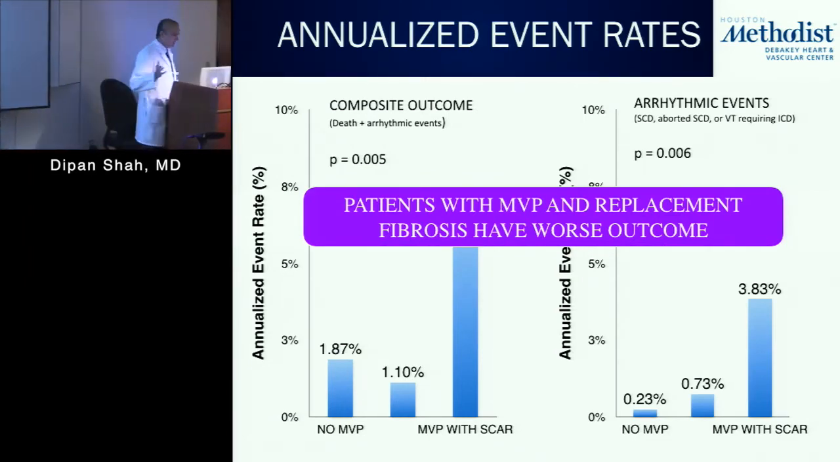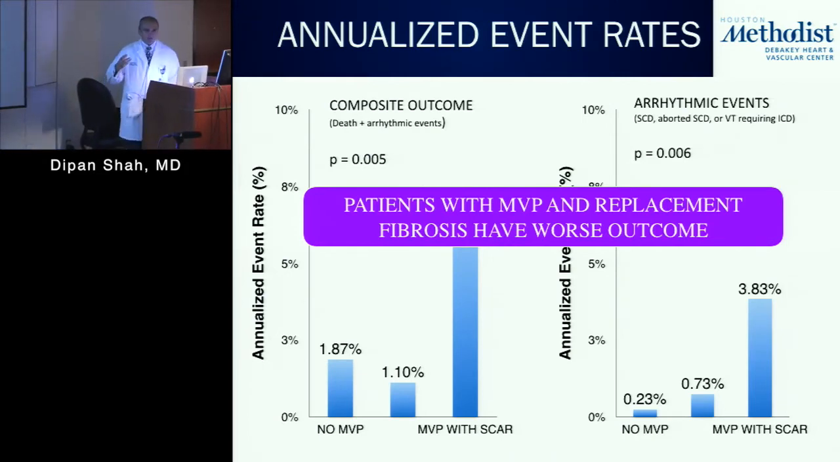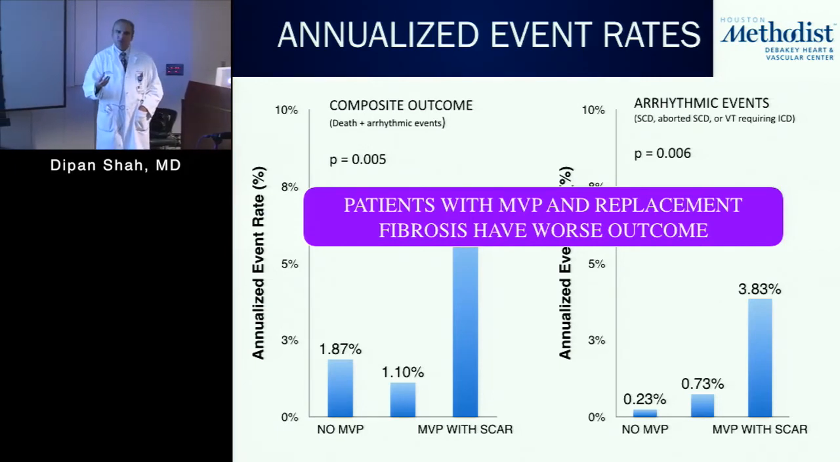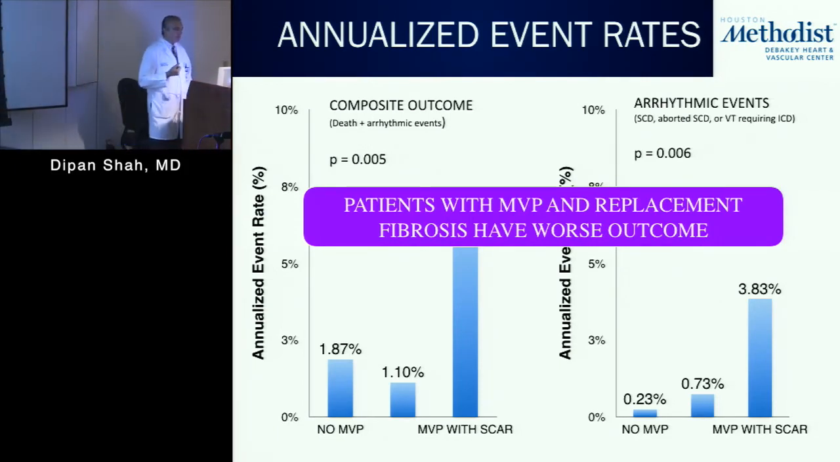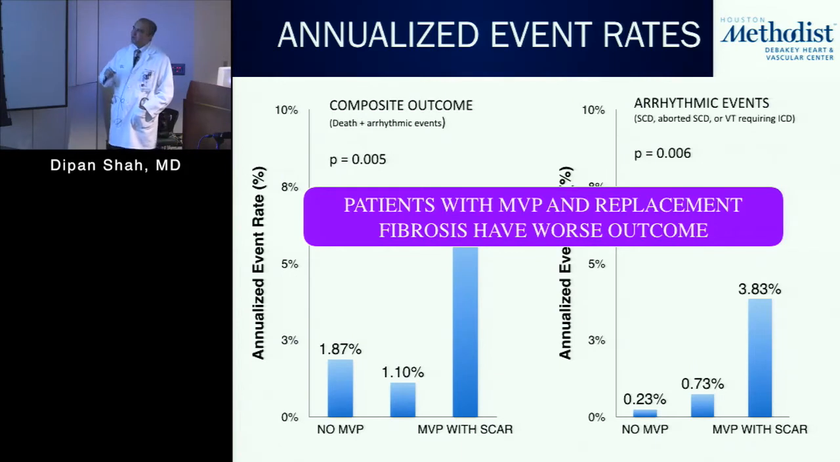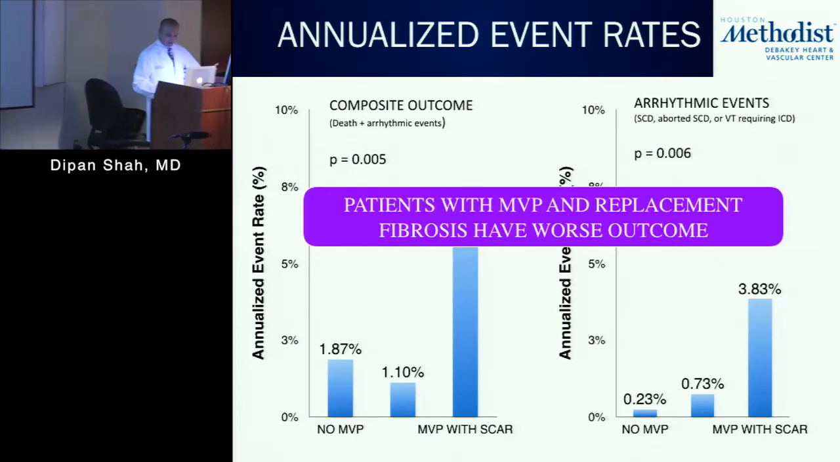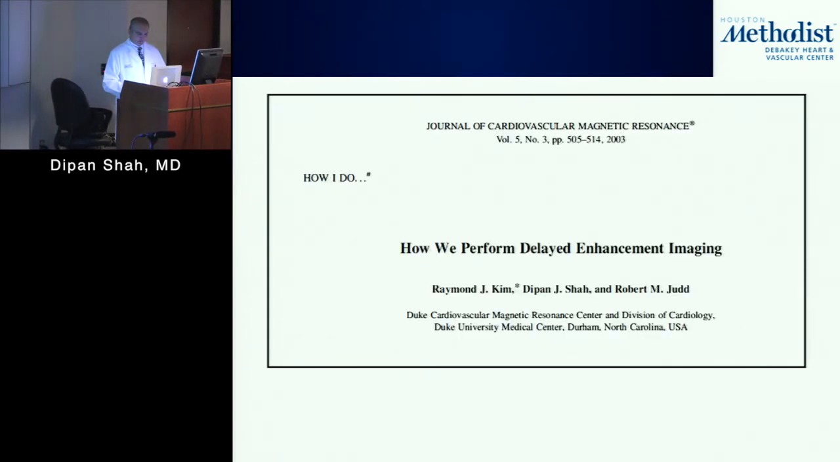So again, I think this really suggests that with CMR, we have the ability to find these small areas of fibrosis that really would be hard to identify by any other technique. But that these are somehow uniquely associated with mitral valve prolapse itself, and that this seems to be associated with an increased incidence of adverse outcome.